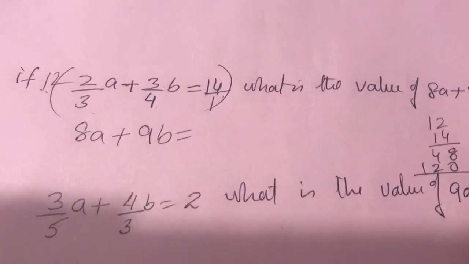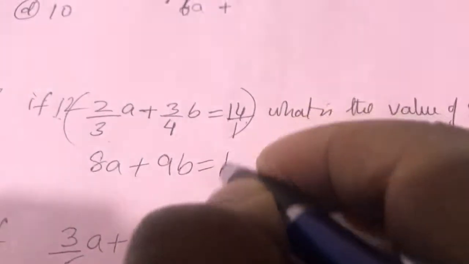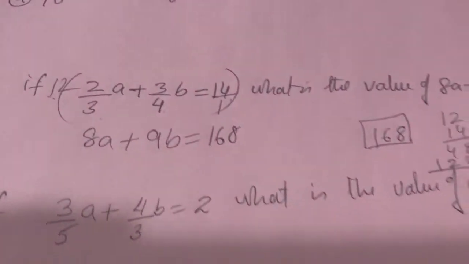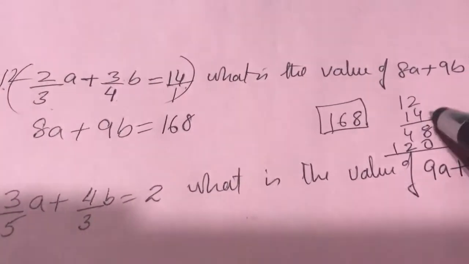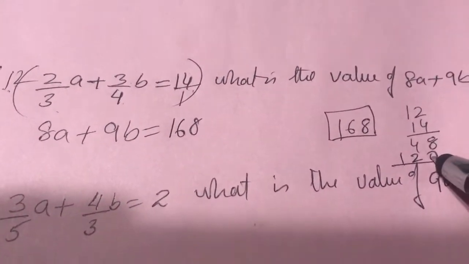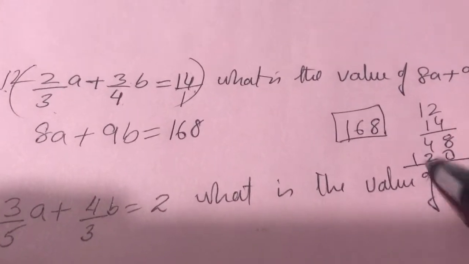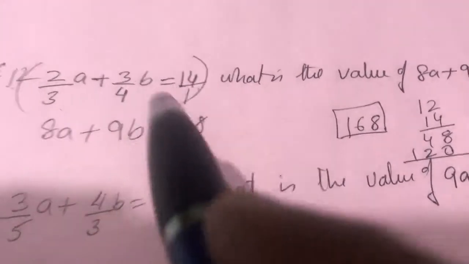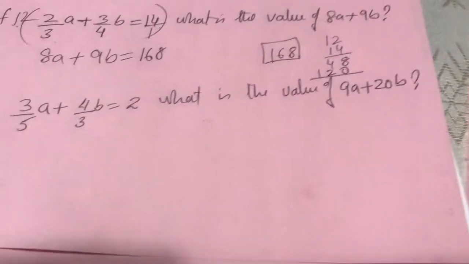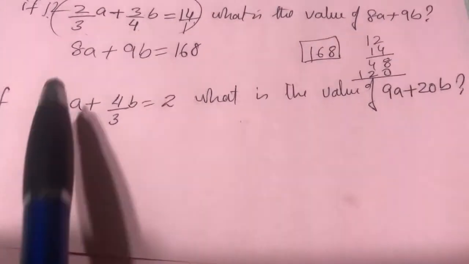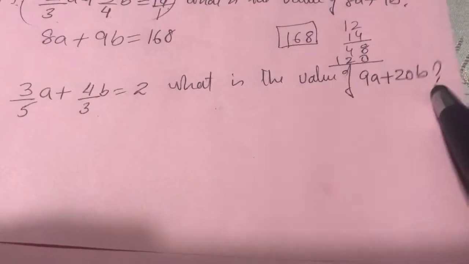But it's so funny that some of our students, they forgot how to multiply by hand. So 4 times 2 is 8, 4 is 1 to 4, 0 down, 2 times 1 is 2, 1 times 1 is 1, add them down, so 168. So your answer to 8a plus 9b is 168. So I'm leaving you with this question here for you to try. 3/5 of a plus 4/3 of b equals 2. What's the value of 9a plus 2b?